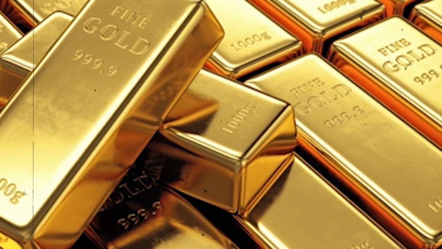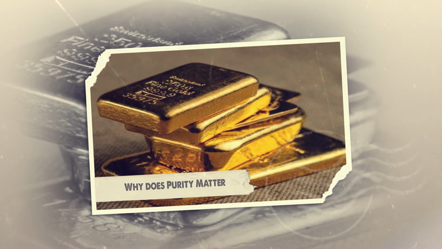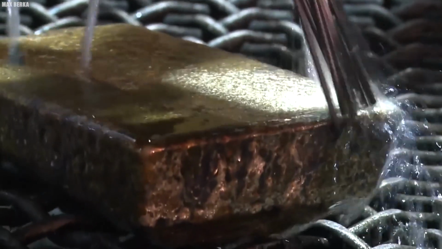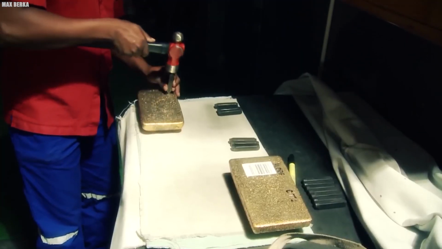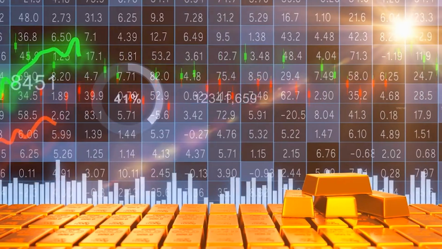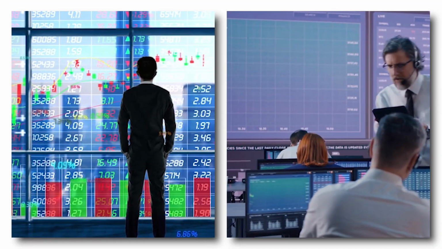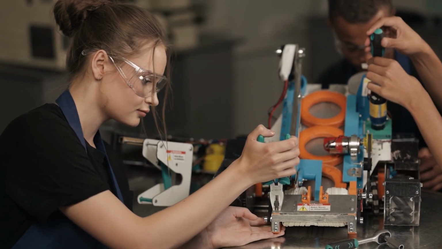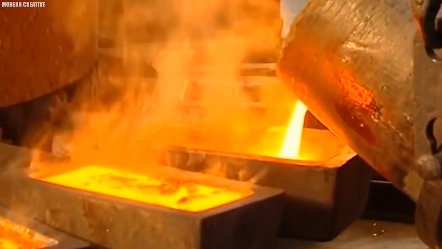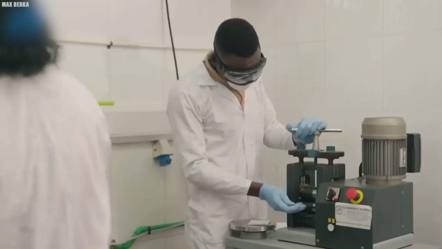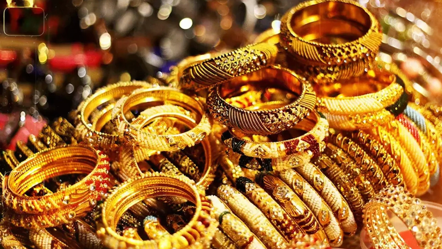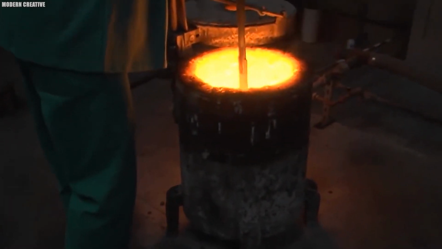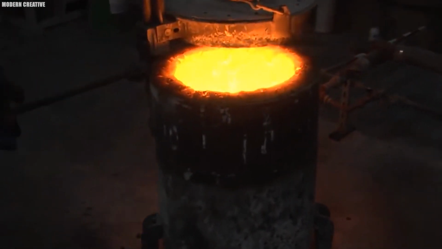electronics and medical fields. Why does purity matter? Achieving 99.9% purity is crucial for various practical reasons such as commercial value. Higher purity means higher market value. Investors and traders prize ultra-pure gold for its stability and reliability. Industries like electronics depend on high-purity gold for components due to its excellent conductivity and resistance to tarnish. In jewelry, pure gold provides the unmatched luster and malleability essential for crafting intricate designs.